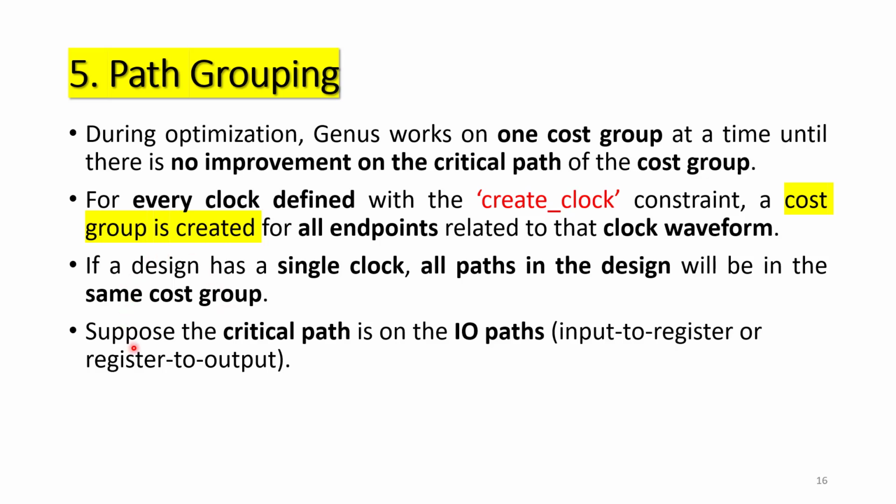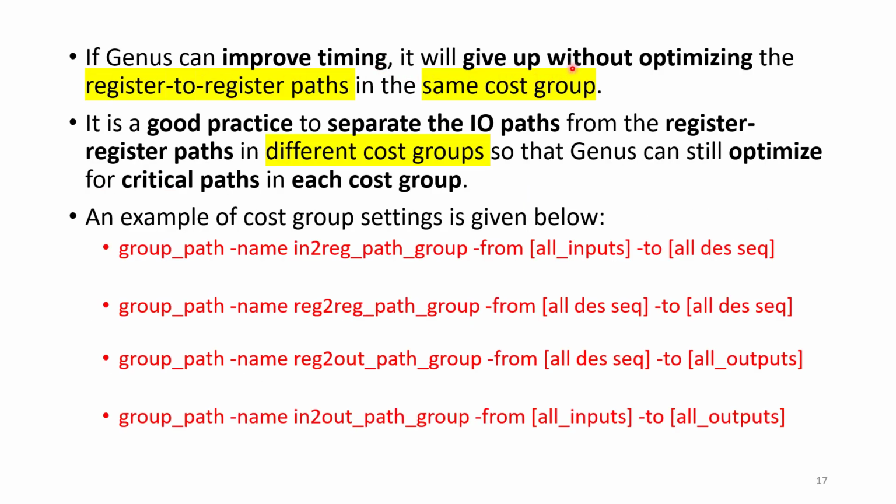So remember this point. Suppose a critical path is on IO path. So here IO paths are nothing but input to register and register to output. But for this input to register and register to output, generally we will define set_input_delay and set_output_delay by using virtual clock. If Genus cannot improve timing, it will give up without optimizing the register to register paths in the same cost group. It is good practice to separate the IO paths from register to register paths in different cost groups so that Genus can still optimize for critical paths in each cost group.